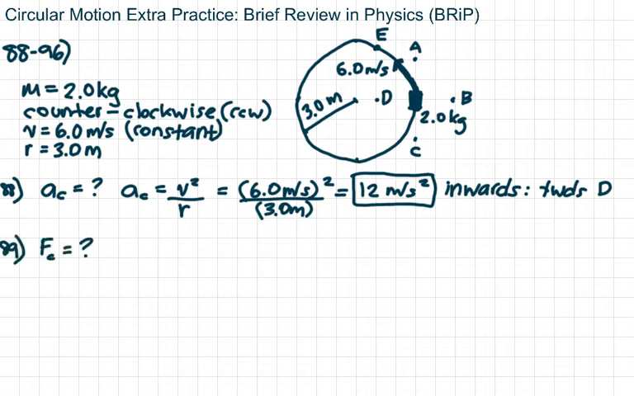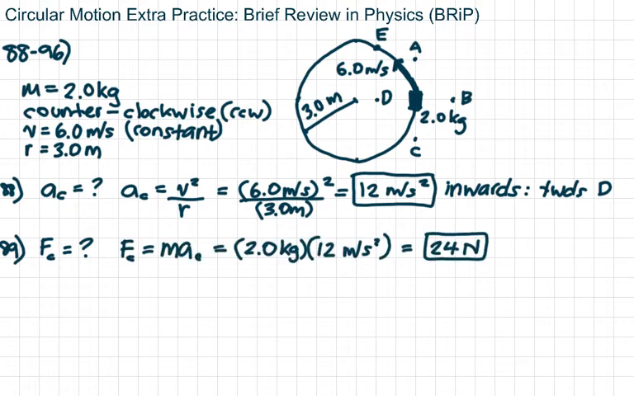89 wants the centripetal force. Again, page 6 of the reference tables gives us the formula Fc equals m ac. And with our acceleration from number 88, multiply times the 2 kilograms of mass, we get 24 newtons for our centripetal force. All forces are in newtons. 90 wants to know what would happen to the centripetal force if you doubled the mass.